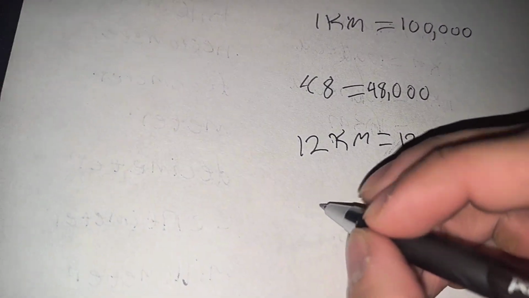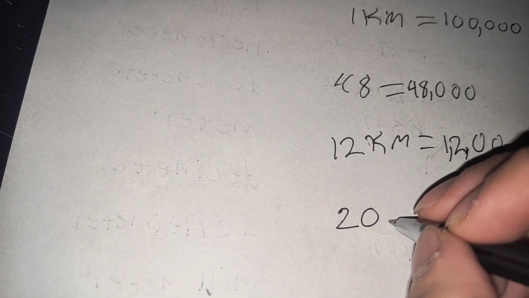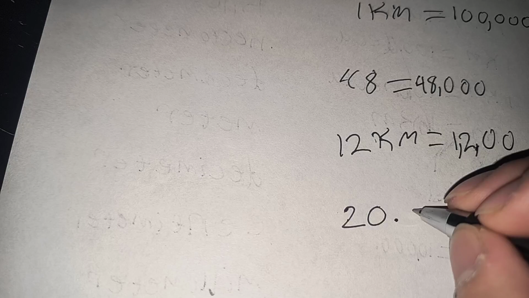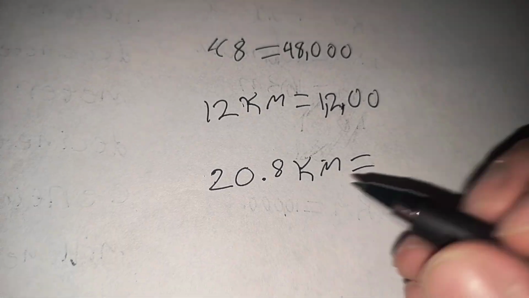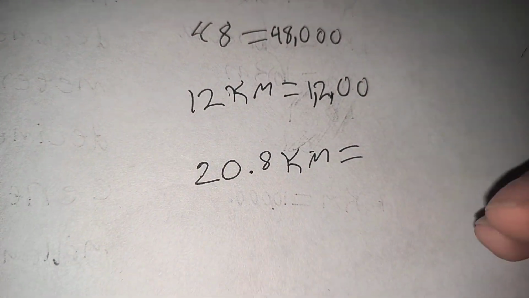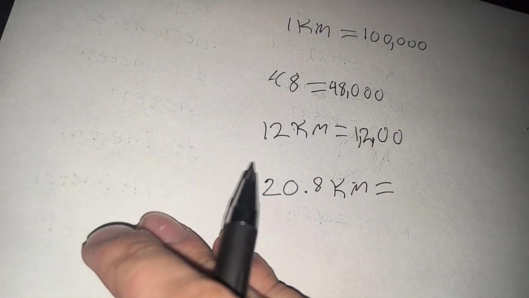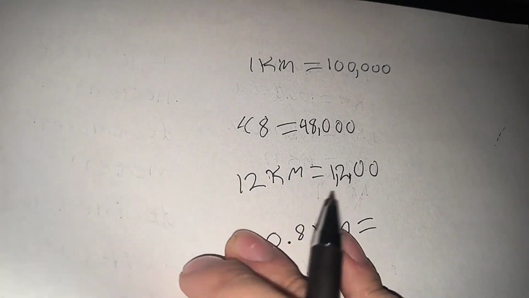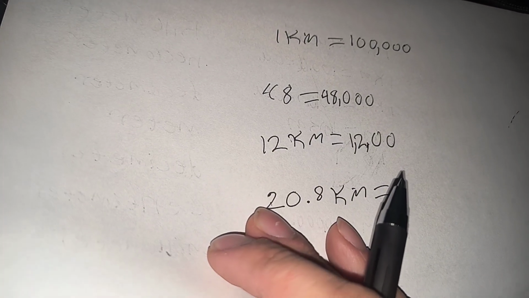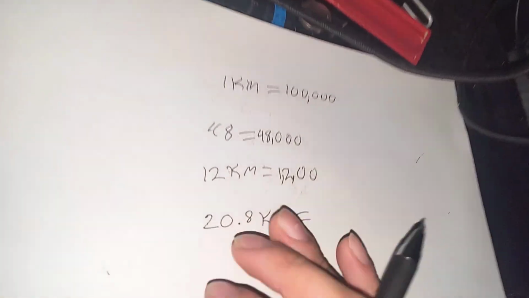Okay, now let's say I have 20.8 kilometers. Ooh, there's a point. There's a decimal there. How is this going to change? And I want to find out how many decimeters that is. It is 1, 2, 3, 4. So decimeters is 4 down.